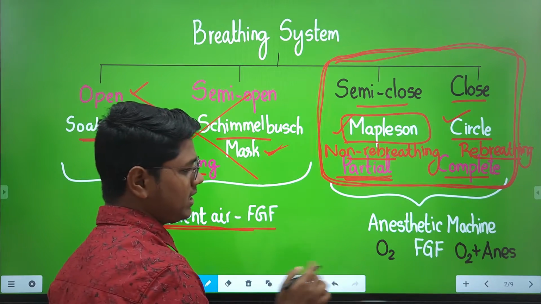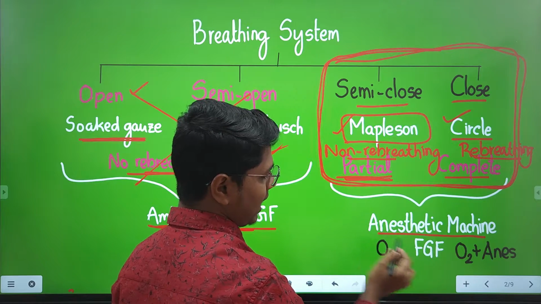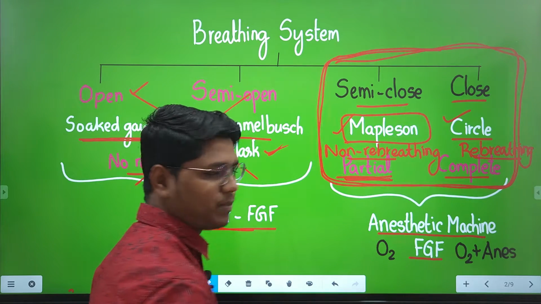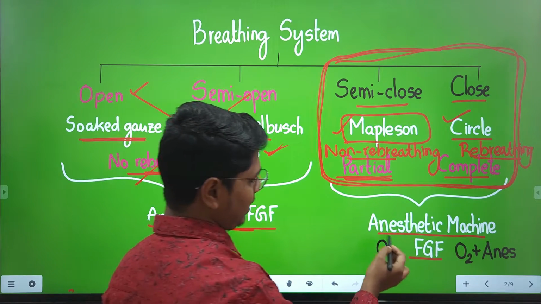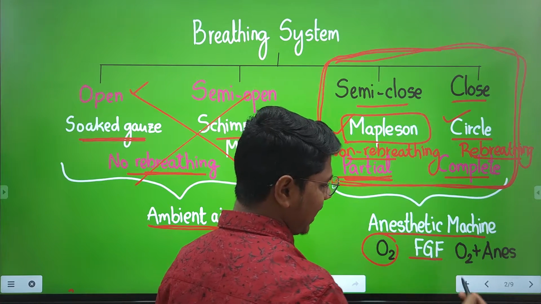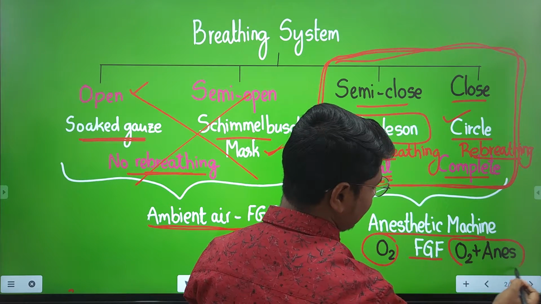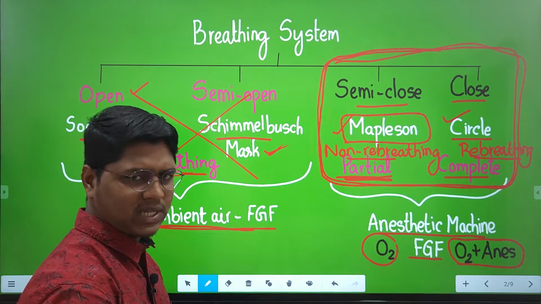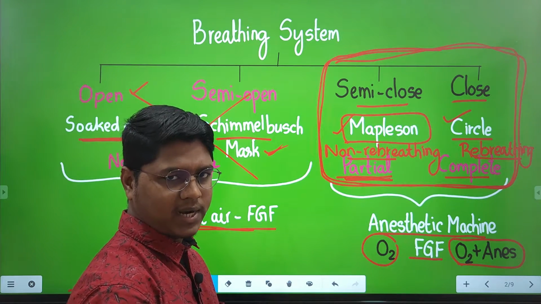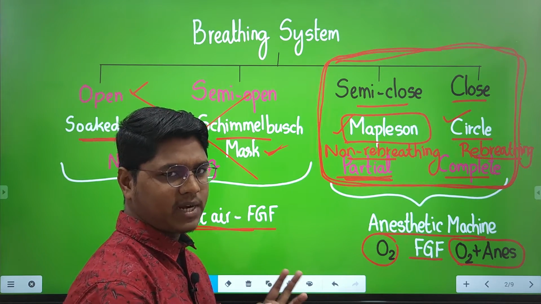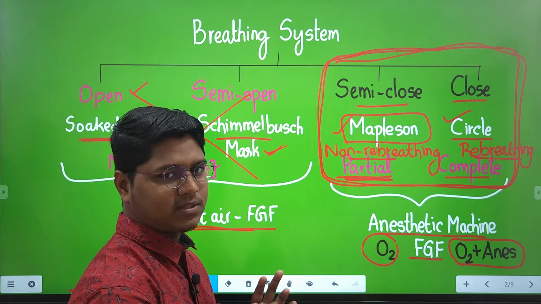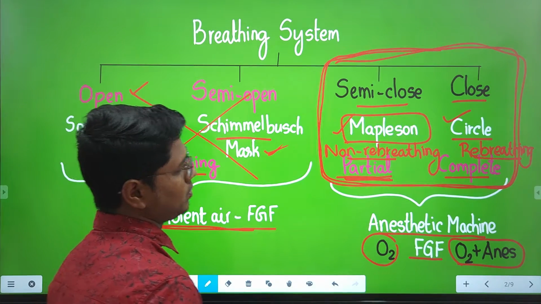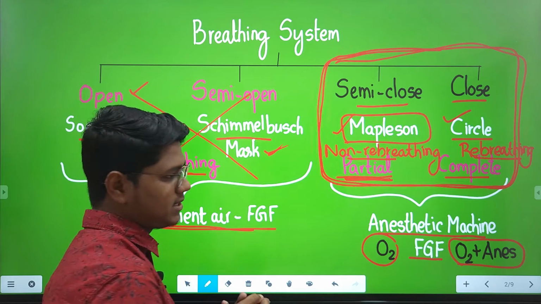Here the anesthetic machine, which I told you, acts as fresh gas flow. The fresh gas flow can be purely oxygen, or it can be an admixture of oxygen and anesthetics. Anesthetics means it may be volatile, which is basically isoflurane and sevoflurane, or it can be gaseous, that is nitrous oxide. We will deal with the anesthetics in the third class.